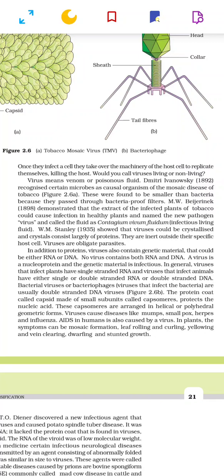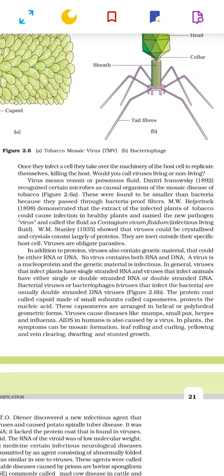In general, viruses that infect plants have single-stranded RNA, and viruses that infect animals have either single-stranded or double-stranded RNA or double-stranded DNA. Bacterial viruses or bacteriophages, viruses that infect bacteria, are usually double-stranded DNA viruses. The protein called capsid, made up of small subunits called capsomeres, protects the nucleic acid. These capsomeres are arranged in helical or polyhedral geometric forms.